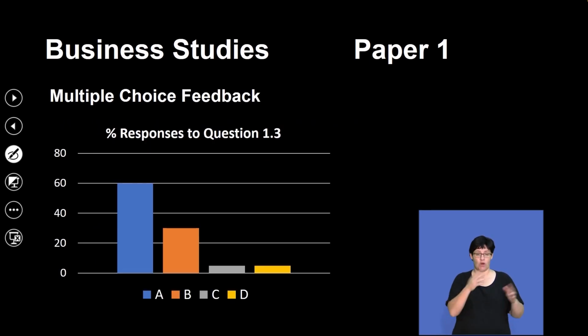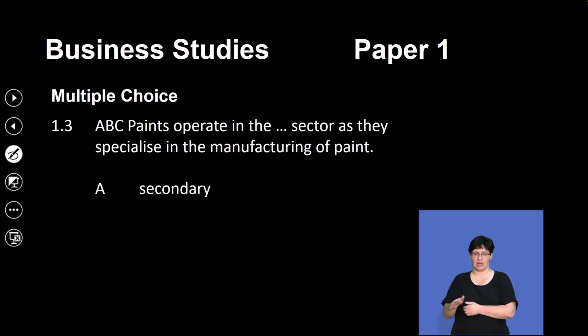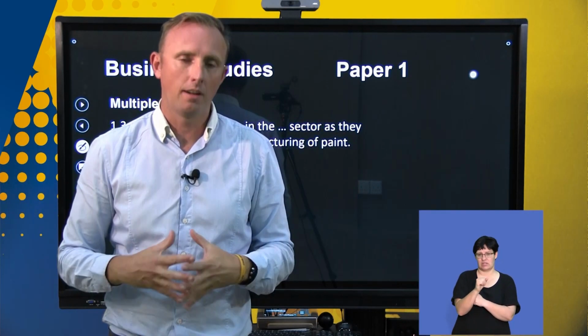So we've got a lot of A for secondary. Quite a few of you have got the primary, and then very few of you picked tertiary and the economic. And if we look at our answer, it is the secondary sector. All right, so if we look there, they are manufacturing paint.